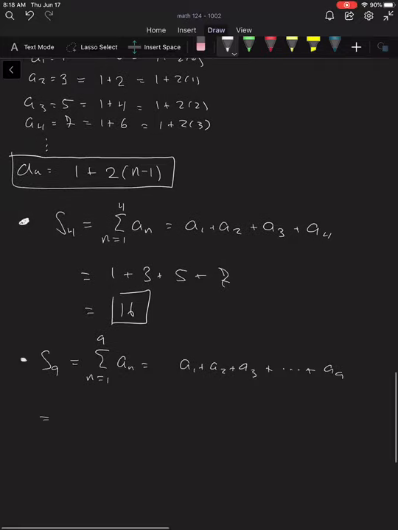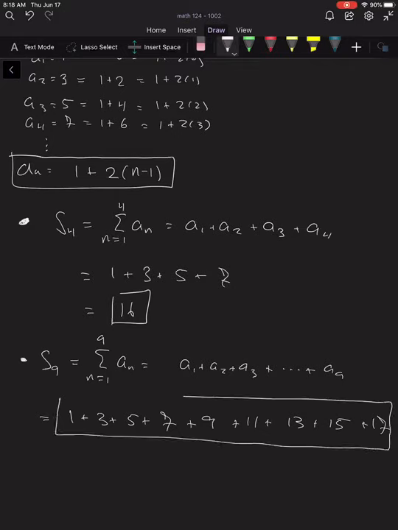So we already said a1, that's going to be 1 plus 3 plus 5 plus 7 plus 9 plus 11 plus 13 plus 15. So how many is that? It's 1, 2, 3, 4, 5, 6, 7, 8, and one more, so plus 17. And so you need a calculator or whatever, and you add it up. But this is just going to be what S9 is equal to.